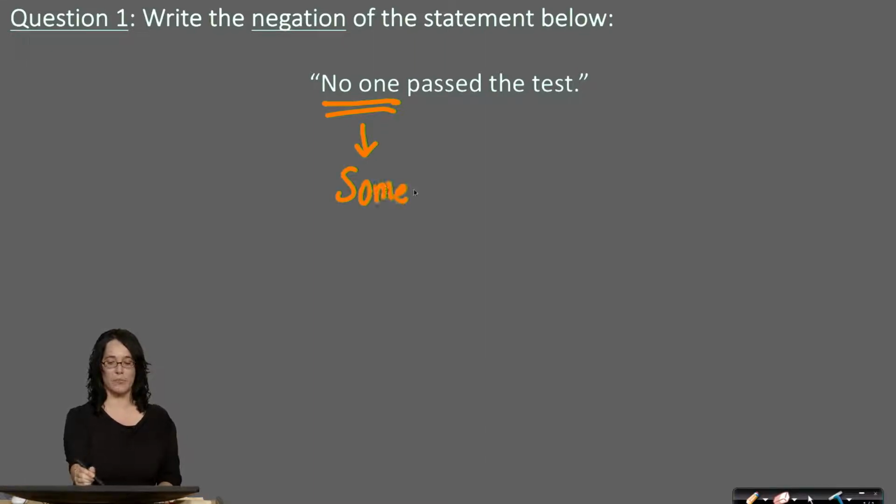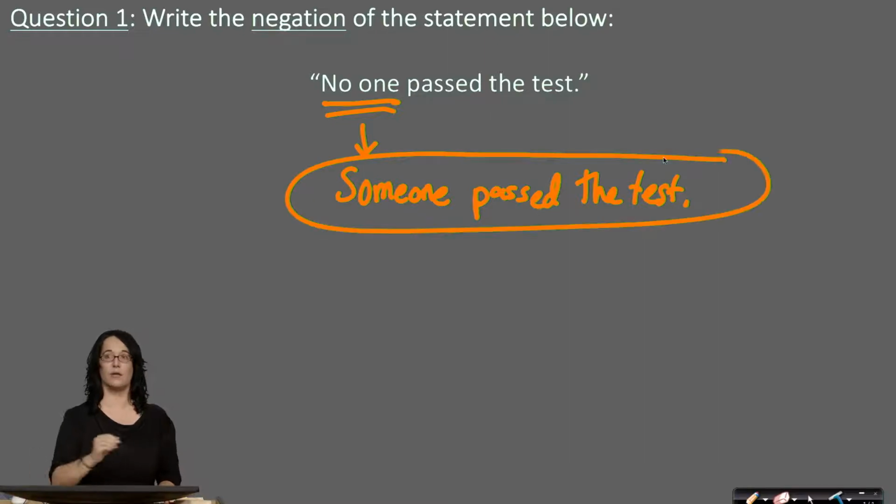So as long as someone passed the test, then this would be a negation. It's basically saying that the original statement was not true. So someone passed the test would be a nice negation of the original, okay? So again, you don't have to overdo it. You don't need to say everybody passed the test. That's not needed. All you need to show is that at least one person passed the test when someone makes a sweeping generalization like no one.